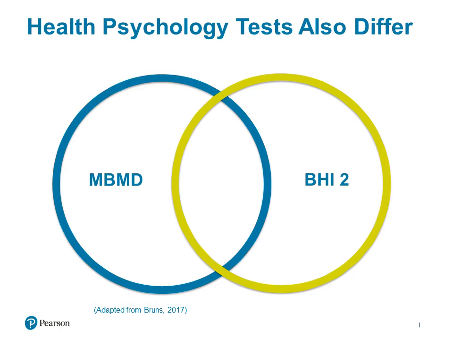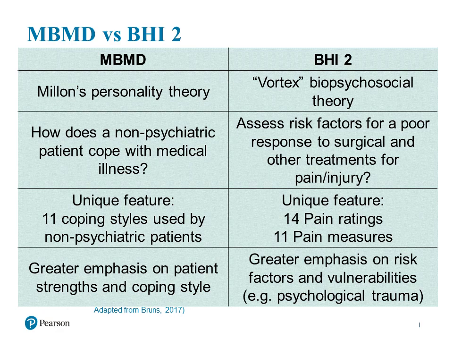And it's important to note that they also differ. So just as an example, using these two tests, the MBMD and the BHI, the MBMD being the Millon Behavioral Medicine test, and the BHI, the Behavioral Health Inventory. The BHI-2 test is designed to help identify the biopsychosocial factors that can interfere with the patient's normal course of recovery from an injury or chronic pain or illness.